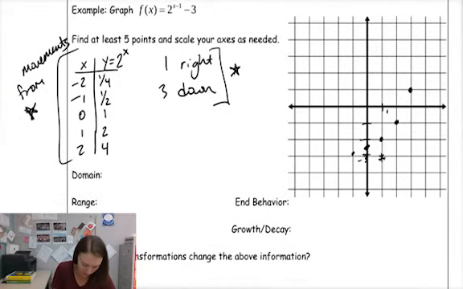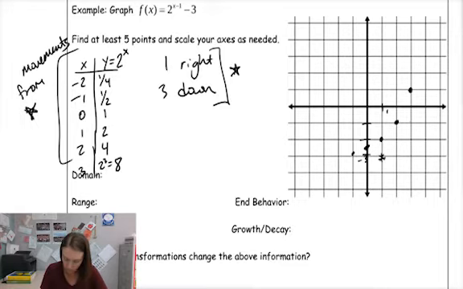And actually, I think I can fit one more. 3, so 2 to the third is 8. So if I go over 3 from the star to the right, 1, 2, 3, I go up 1, 2, 3, 4, 5, 6, 7, 8. I always try to fit as many points on my graph as will fit so that I can have a perfect graph, or at least as perfect as I can.